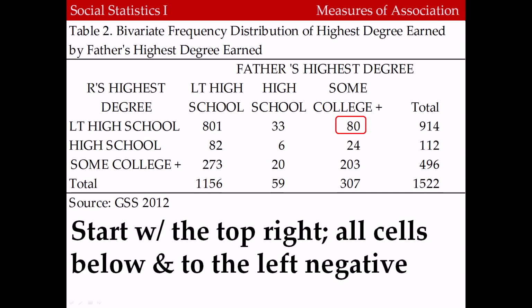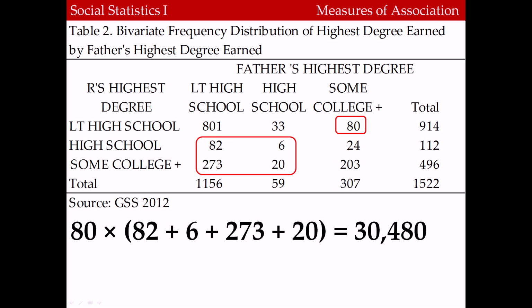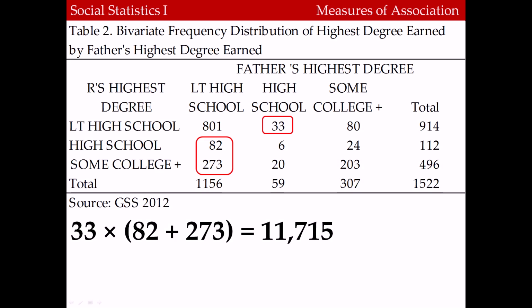Now we have to find ND, the number of inverse ordered pairs. And we'll start at the top right. Any cell with a negative relationship is going to be below and to the left of that cell. And so we just add up the cell contents of those 4 cells, 82, 6, 273, and 20, and we multiply it by the value of the focal cell, in this case 80, and that gives us 30,480.